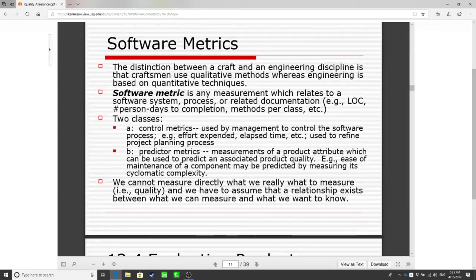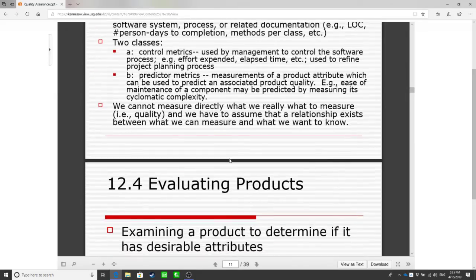Yeah, so we cannot directly measure what we really want to measure. That is the quality. We're talking about quality. But what we are doing is assuming that a relationship exists between what we can measure and what we want to know. We should assume that what we measure has something to do with the quality. So what are we measuring?